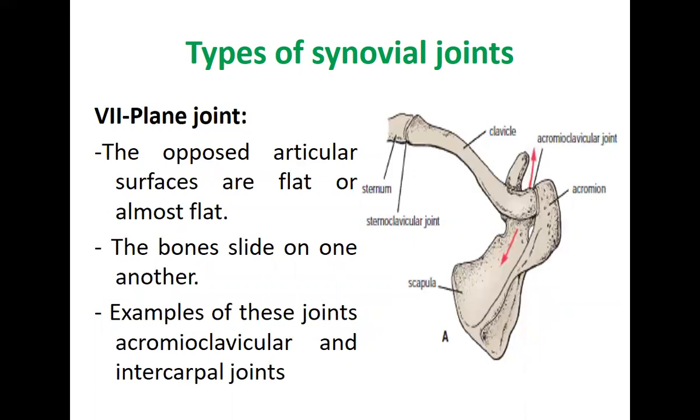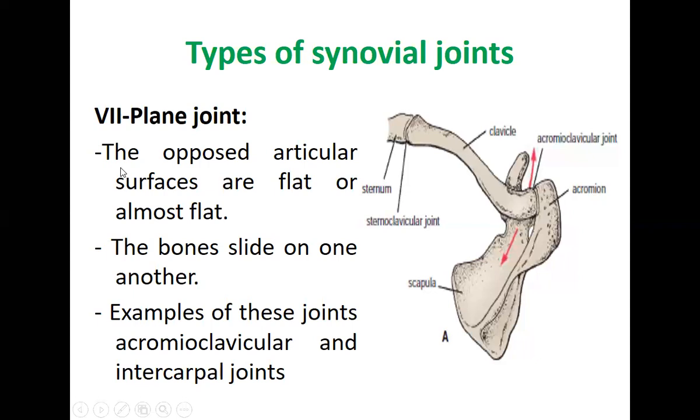Then the seventh type of synovial joint is the plane joint. All these are synovial joints. We have seen which joints are called synovial joints: where there is a cavity with synovial fluid lined by synovial membrane, articular surfaces on the bones, and a fibrous capsule, everything. All joints having these features are called synovial joints. So this is the seventh type of joint.